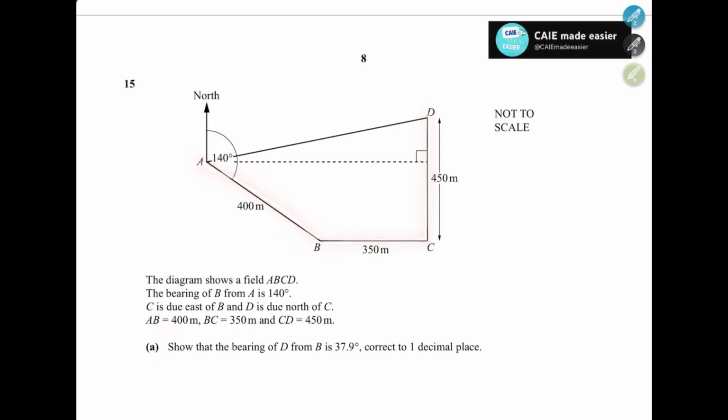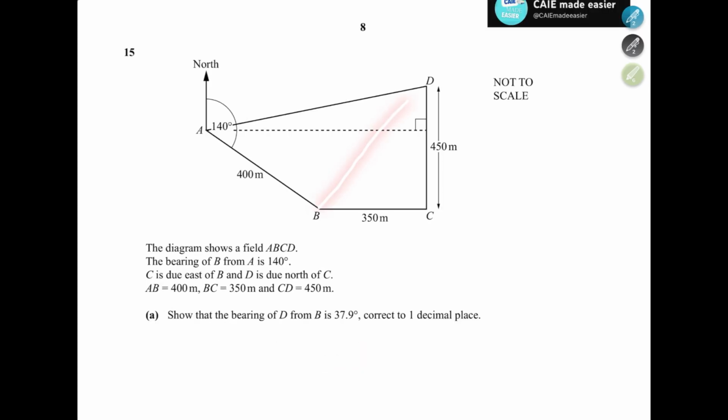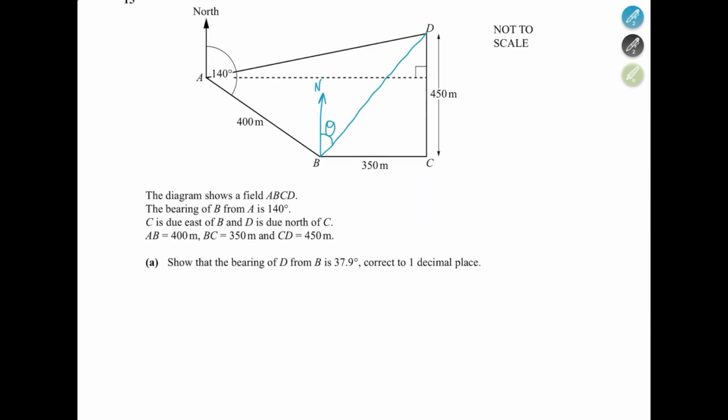Show that the bearing of D from B is 37.9, correct to 1 decimal place. So if there was a line here and this was our north, what is this angle? Okay, but first we need to find angle DBC.